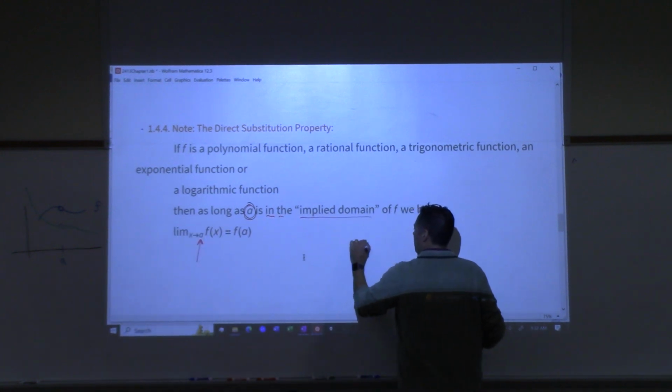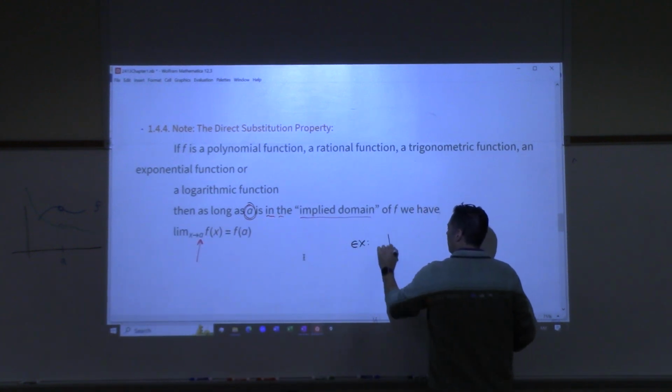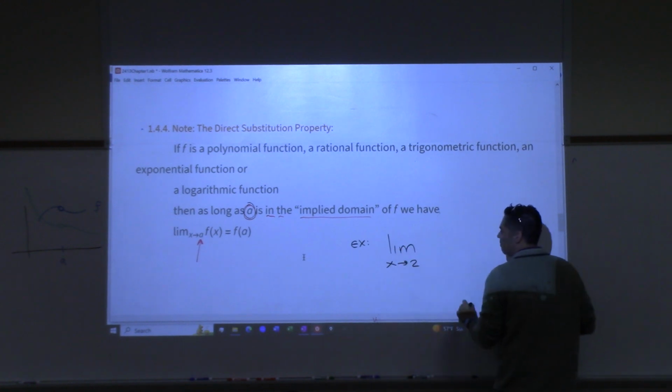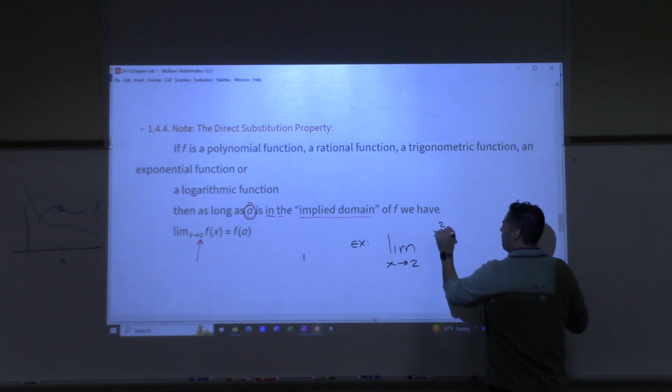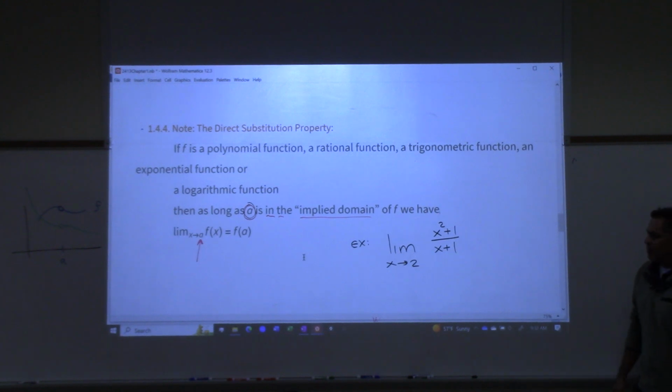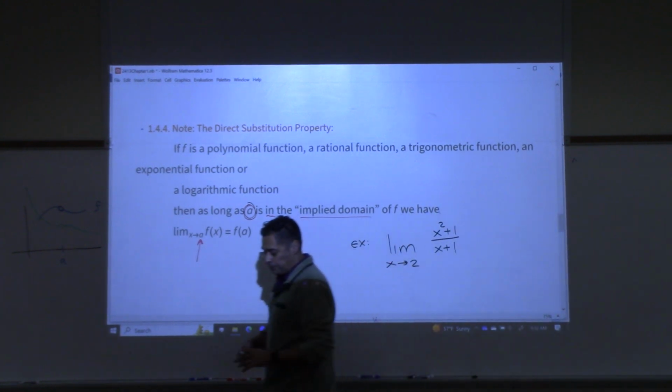So as an example of this, let's take the limit as x approaches 2 of (x squared plus 1) over (x plus 1). So here's what I'm asking you.